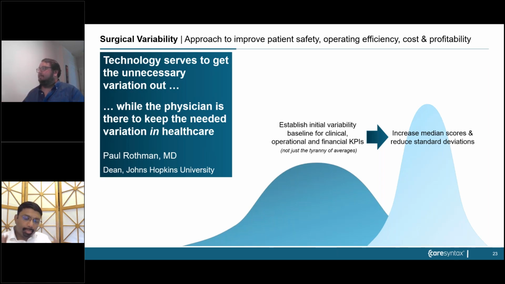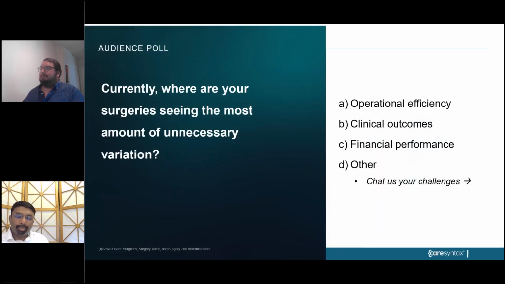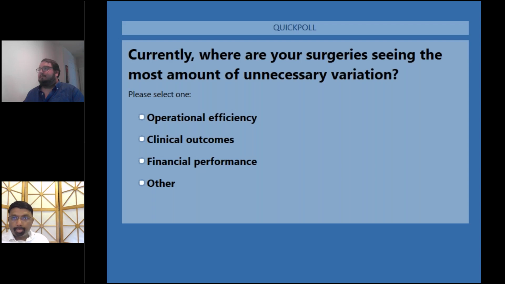Now, once we have this approach to reduce unnecessary variation, we can talk about how we go about it. But I think this might be a good time to see, where are you folks seeing variation, unnecessary variation more specifically? Is it around your operations, right? Is it around your case length duration, your turnover times, your supply costs? Or is it really around your clinical outcomes in terms of your readmissions and your length of stays and infection rates? Or is it really around your financial components in here? So I'd love to kind of get your thoughts on that.